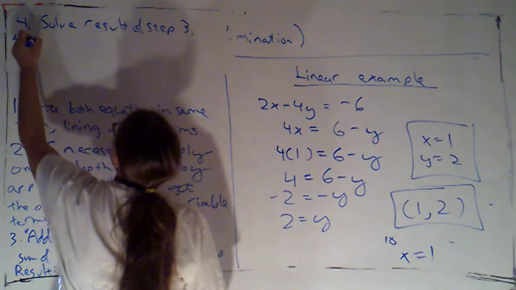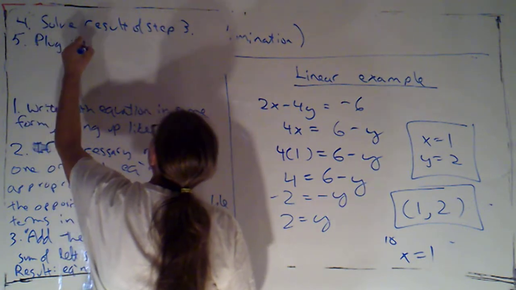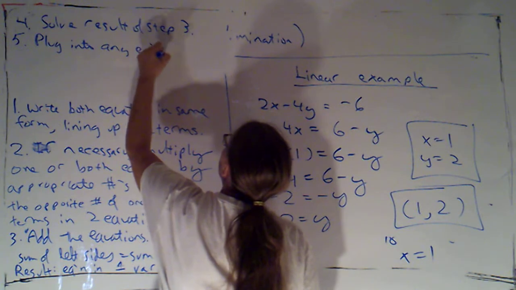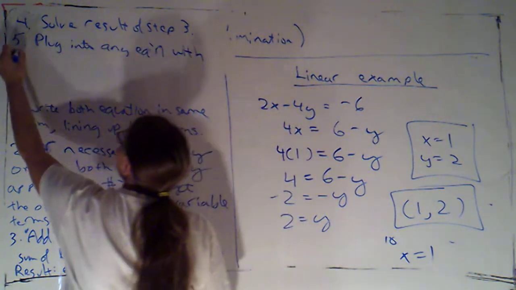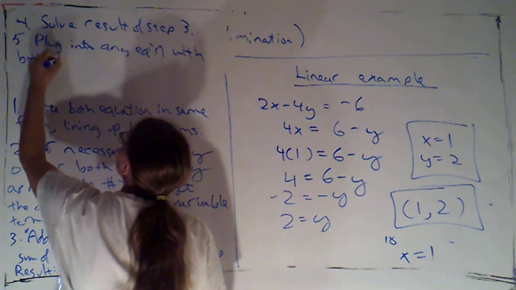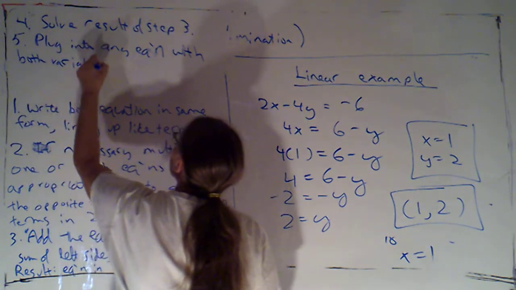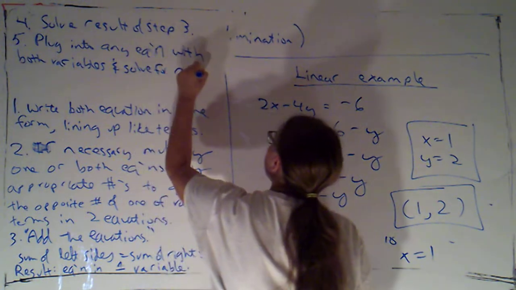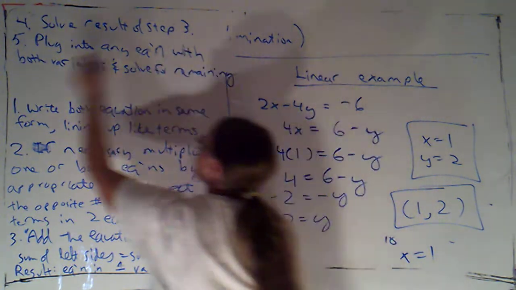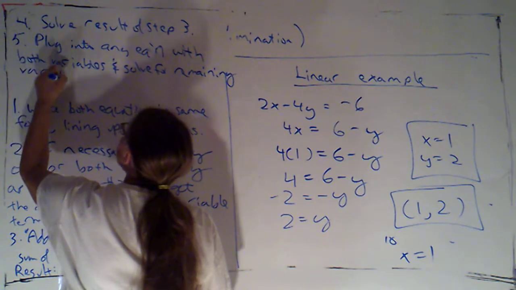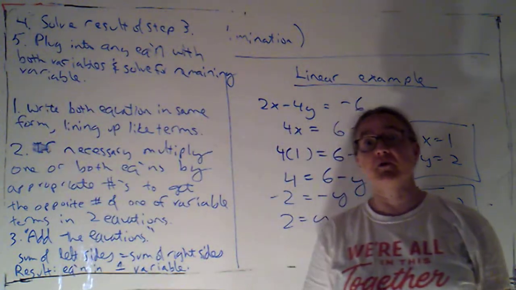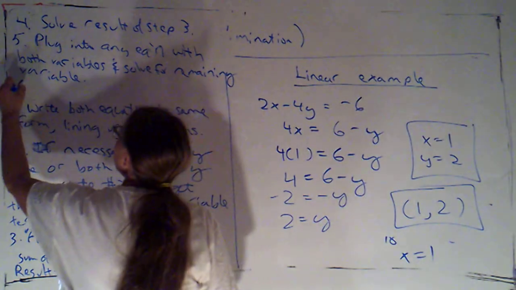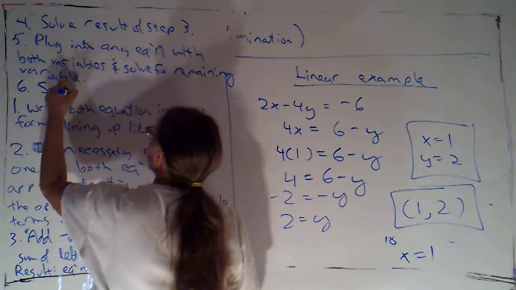So step 5 is to plug into any equation with both variables and solve for the remaining variable. Basically, once I know one of the 2 variables, it's just like substitution. You plug in, you get the other one, and then don't forget to state the answer clearly.